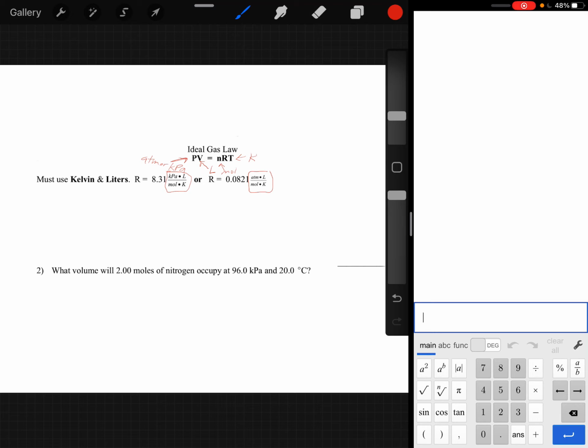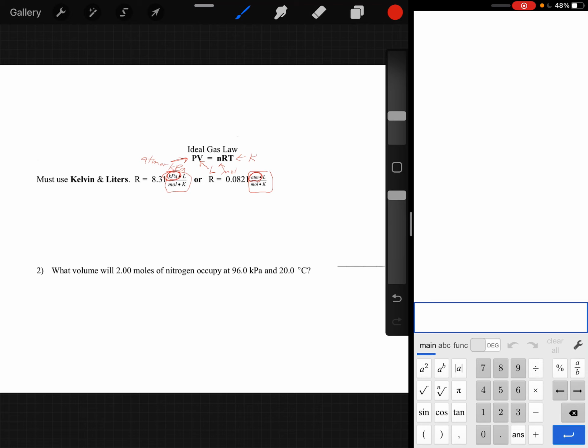So the way that you know which R value to use, if your pressure is in kPa, you're going to use 8.31 because this 8.31 has kPa in its units. If you're using atm though for your pressure, then you're going to be using the 0.0821 because this unit for R has atm in it. Okay, and then it's just basic algebra. As long as you're in all the right units, it's really not that bad.